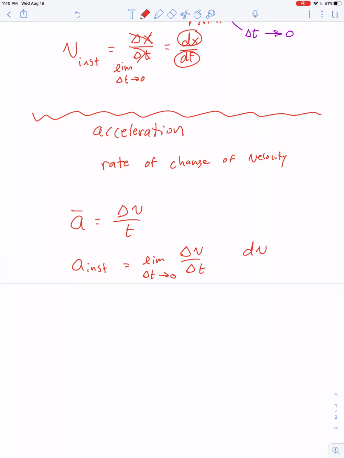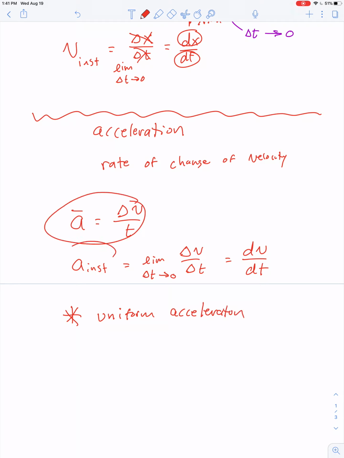And in that case, the symbols change. We call it dv dt. Okay, so if we limit ourselves to examples of uniform acceleration, then there's no difference between the average value and the instantaneous value. Uniform means the value is always the same constant value, just like it is with free fall. Acceleration due to gravity is always 9.8 meters per second squared.